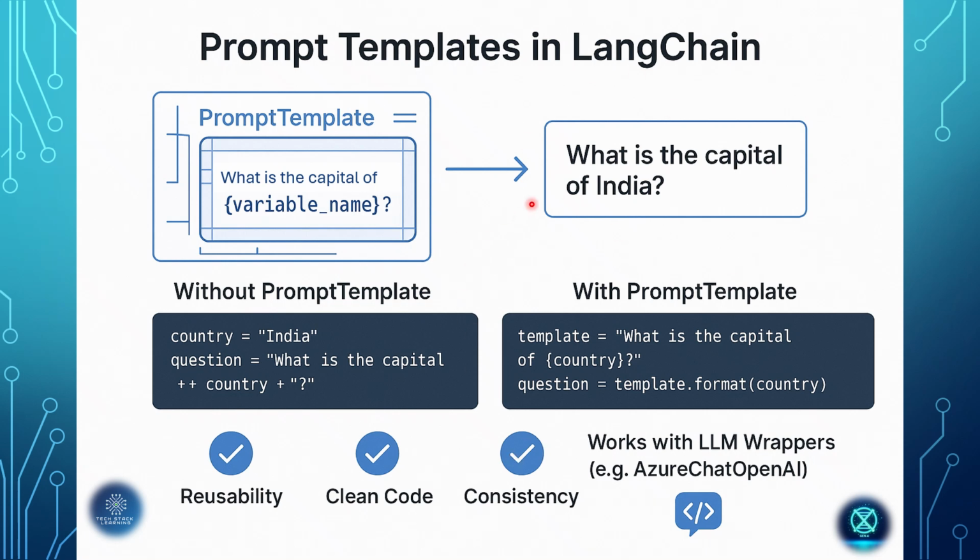Why do we need to use the prompt template? Because it avoids the string concatenation mess that you see here, and it's easy to inject multiple inputs. Rather than doing plus plus plus, we can just use template.format. Consistency is very good. It allows you to structure the formatting of different types of prompts, and it works well with LLM wrappers like Azure Chat OpenAI or Claude. That is why the prompt template is very important.